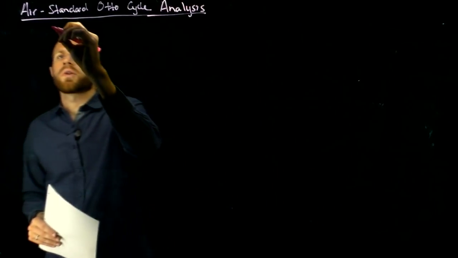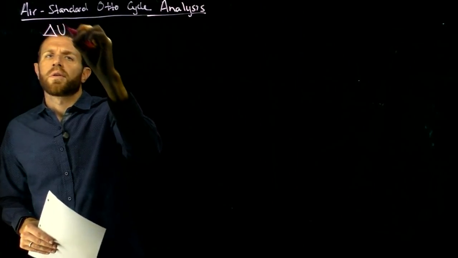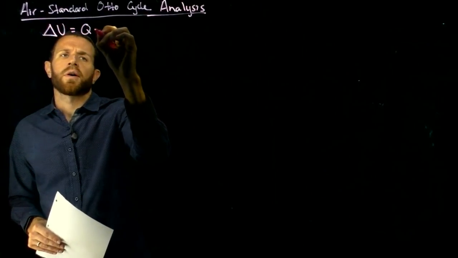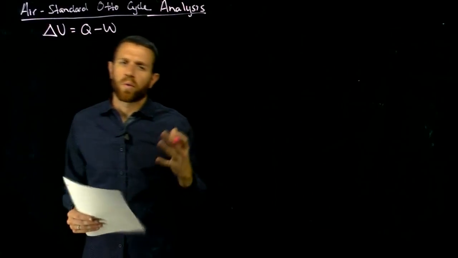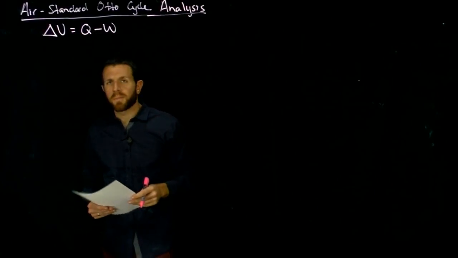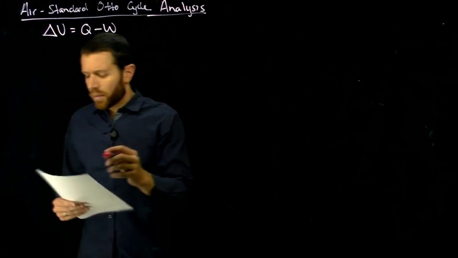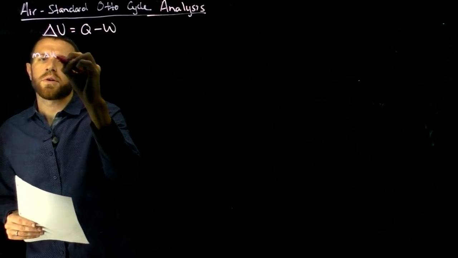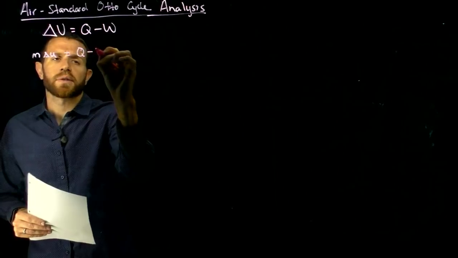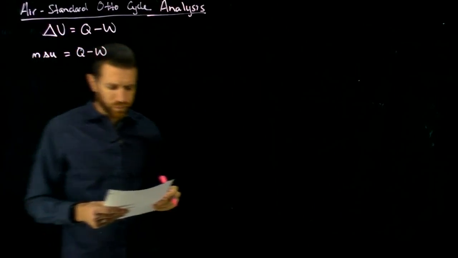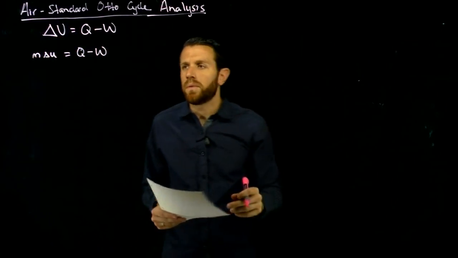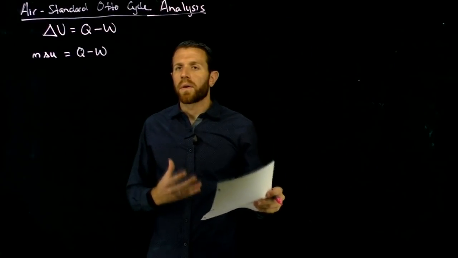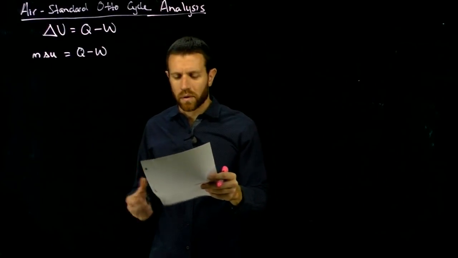Okay, so let's now start with the process form of our first law, of course neglecting kinetic and potential energy. So I'm going to split delta U up as m delta u. Of course, our mass stays constant throughout the cycle. So I can look at heat and work for every process in the cycle.